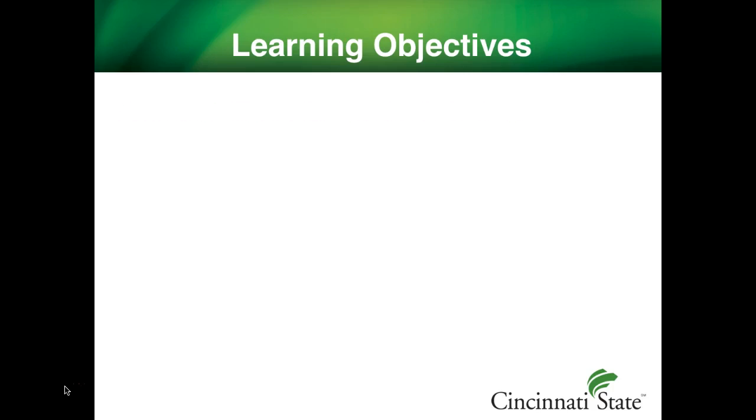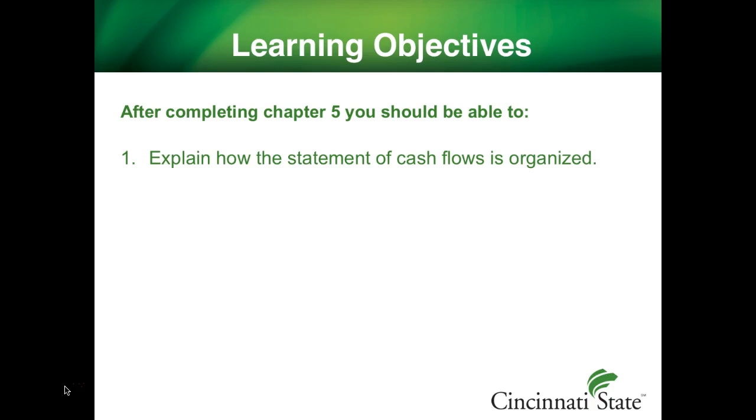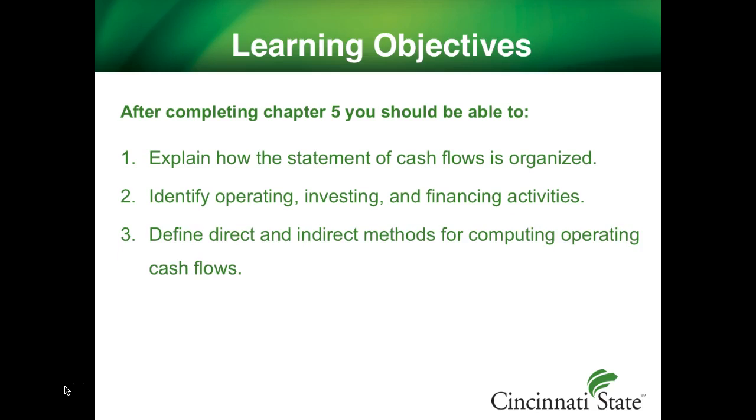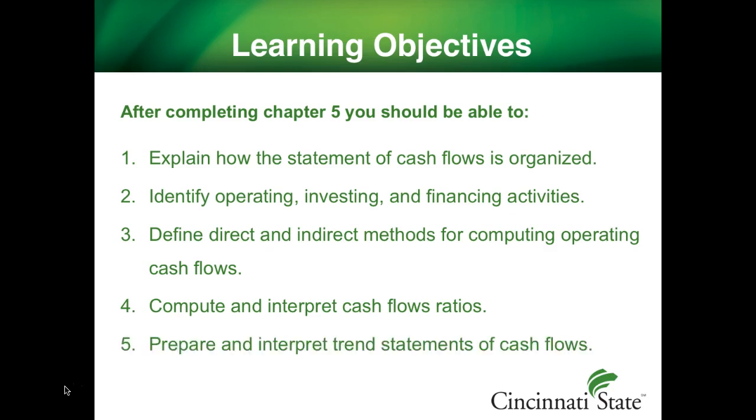After completing Chapter 5, you should be able to explain how the statement of cash flows is organized, identify operating, investing, and financing activities, define direct and indirect methods for computing operating cash flows, compute and interpret cash flow ratios, and prepare and interpret trend statements of cash flows.